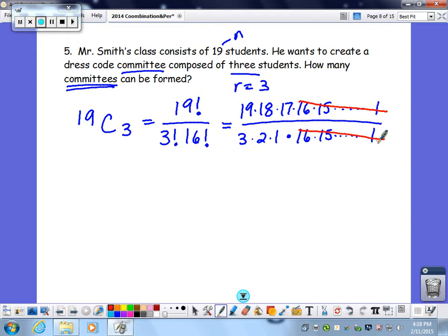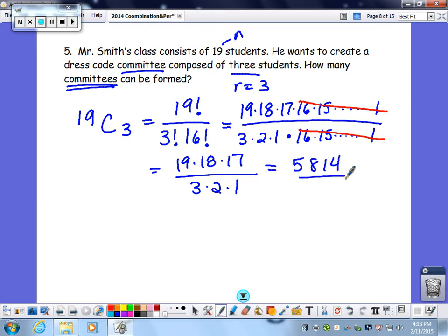So what does that give me left? Let's multiply the numerator back together. I'm going to get 19 times 18 times 17 all over 3 times 2 times 1. Multiply the numerator, which gives me 5,814 over my 6. Divide, and we get 969 committees that we can make, size 3 out of 19 students.